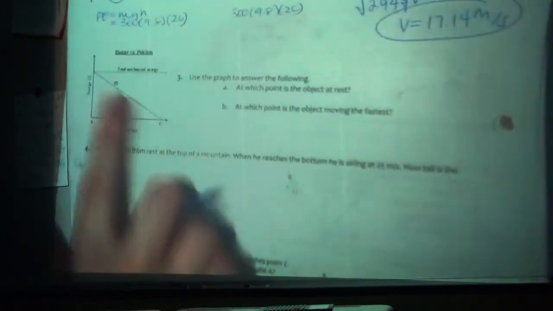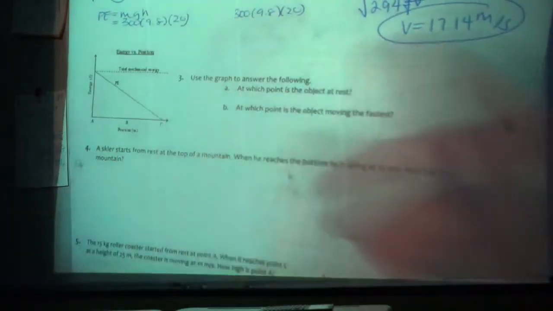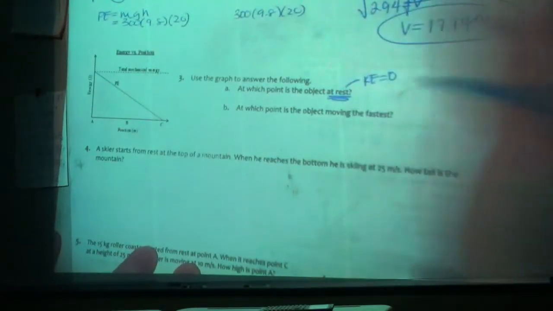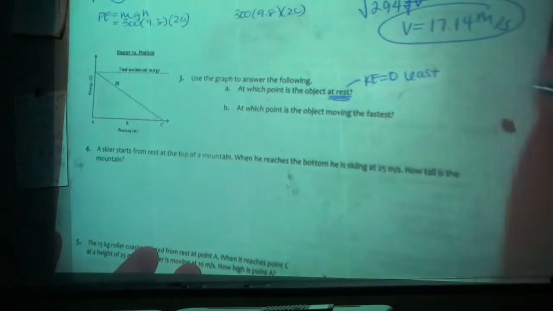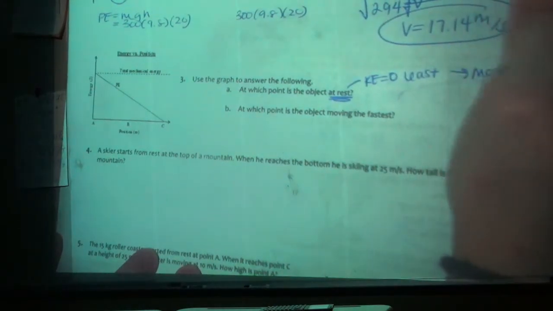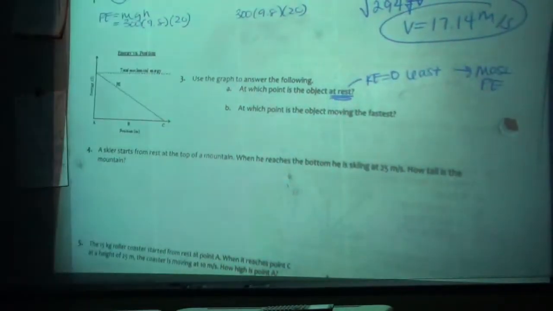We have a graph of the potential energy. At which point is the object at rest? An object at rest is when your kinetic energy is 0. That means you have the least kinetic energy, which means that you have the most potential energy, because the total stays the same. Kinetic and potential are always like opposites or inverses of each other.